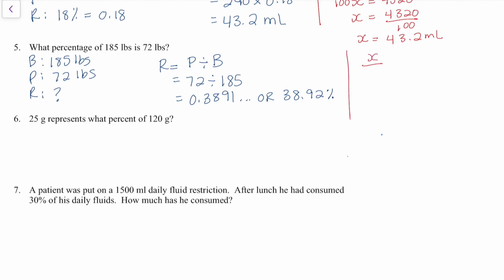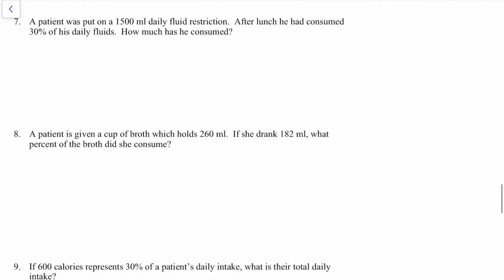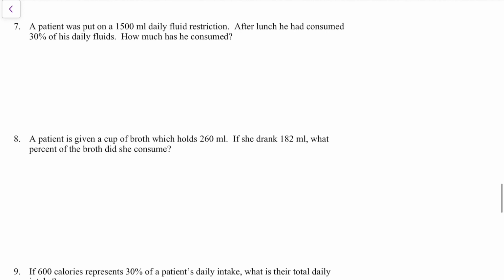Proportions wise, this would look like what out of 100 is the same as 72 out of 185. So then I'm going to cross multiply and divide, and you would get 38.92%. Okay, let's try some more complicated word problems here. So I have 2 word problems put up on the screen there, question 7 and 8. I'm going to pause the video, try them out, and then start up the video again when you're ready.